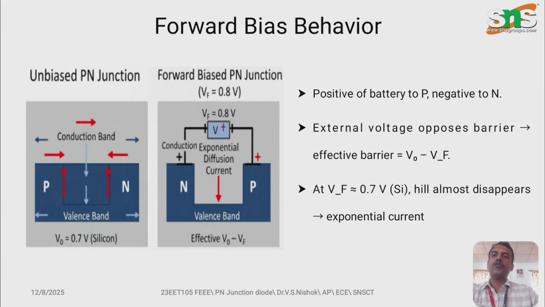So coming to the forward bias behavior, when we connect the PN junction diode in the forward bias condition, that is, positive of the supply is connected to the P-type material and negative of the supply is connected to the N-type material, then applying a voltage above 0.7 volts makes the current flow through the PN junction, which overcomes the barrier voltage. So that is applicable here in the forward bias condition.